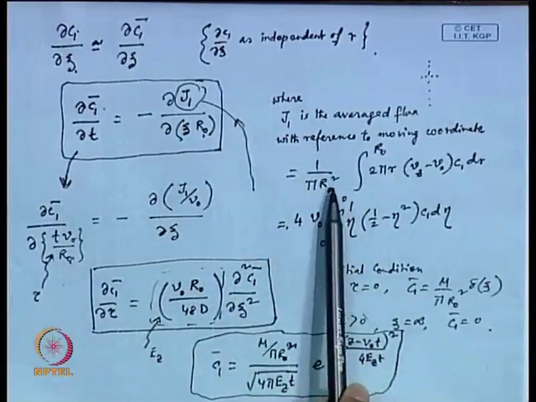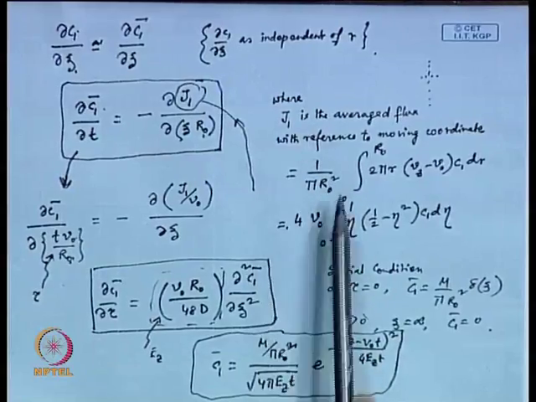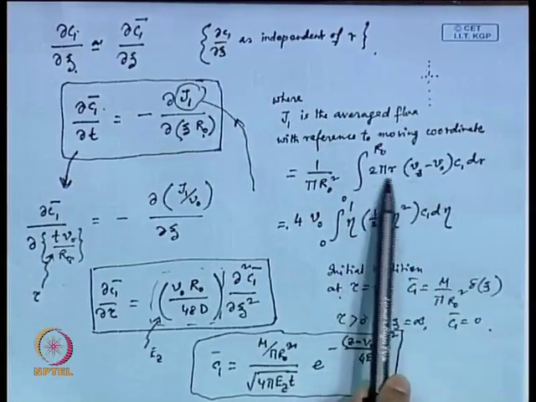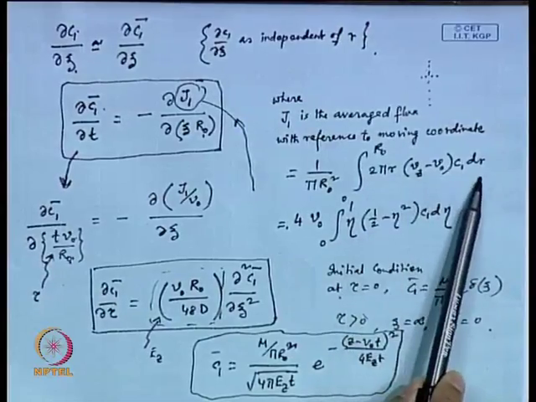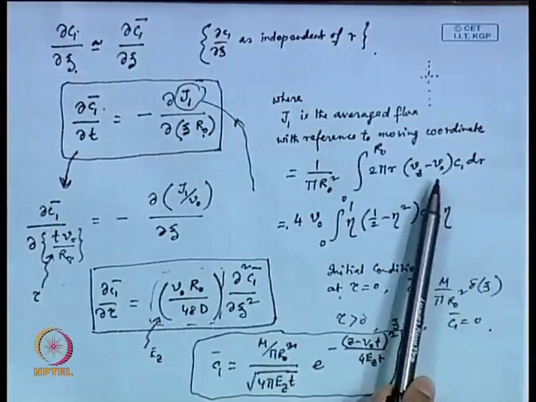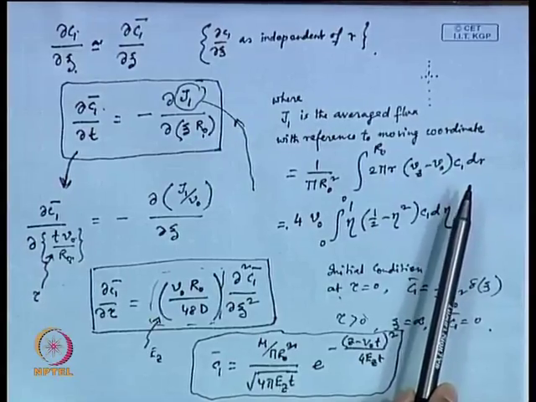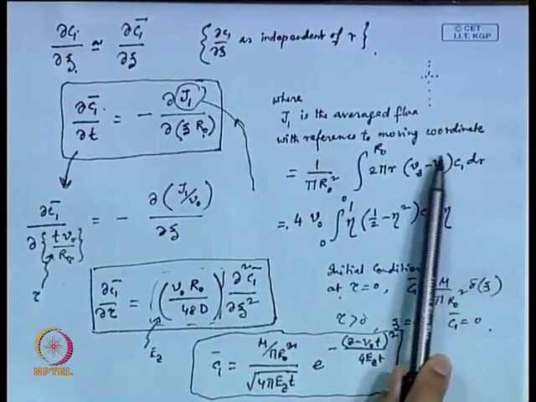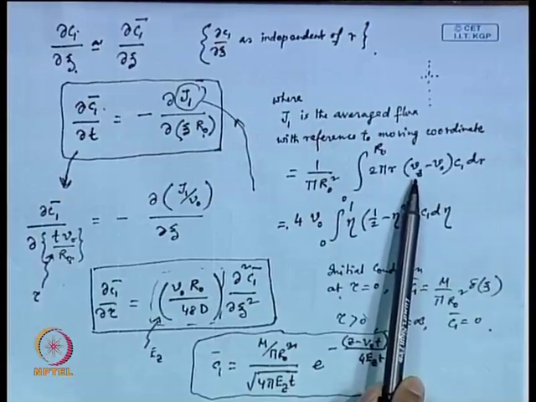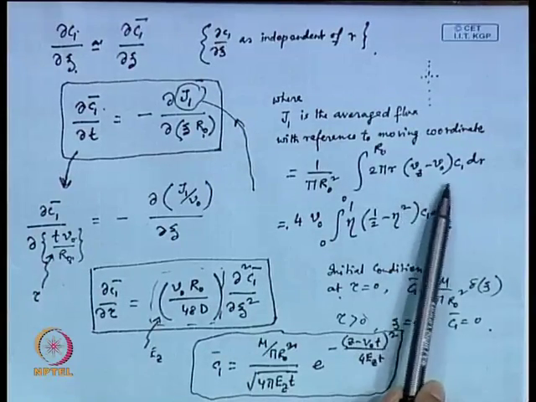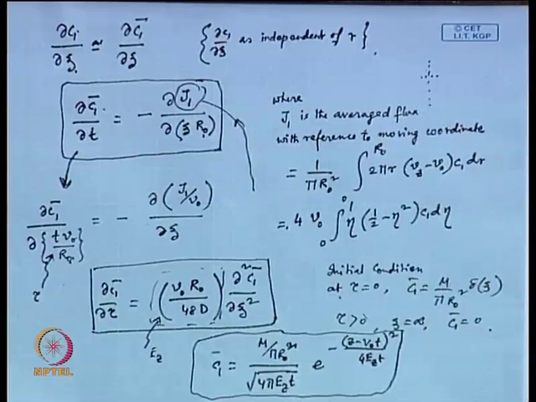So that is what you are finding out here, 1 by pi r 0 square. Again, the annular area is 2 pi r dr, that you know, and then V into C into this area. Now, since you are talking about the moving coordinate system, it has to be Vz minus V 0. Your coordinate system is moving, and from that average location, what is the flux? The coordinate system has moved here, and what is the flux?